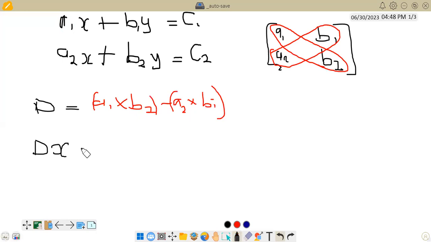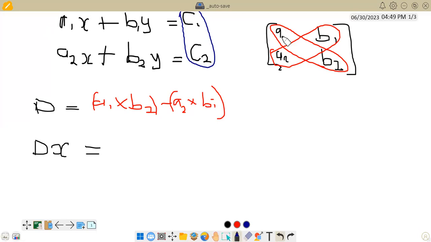the Dx, what we do is we form a 2 by 2 matrix. Now, because we want to find Dx, we have an x here. It means the coefficient of x will be replaced by the results of this equation. For example, here there is a1. If you are to find the Dx, it means a1 will be replaced by c1. Then a2 will be replaced by c2.